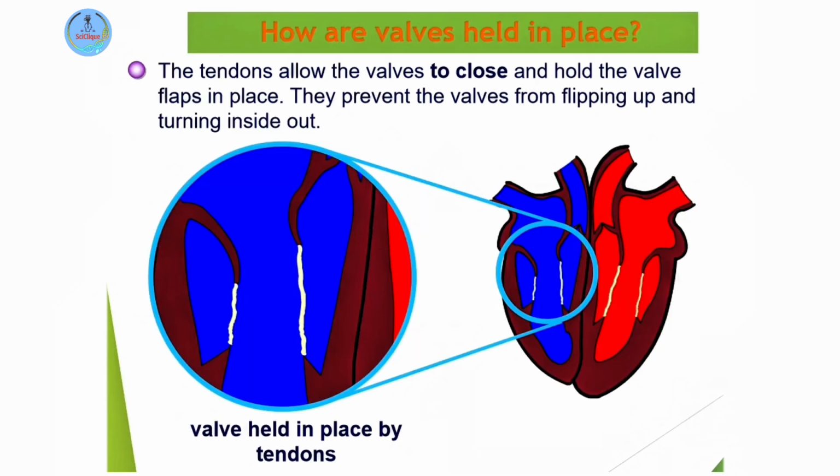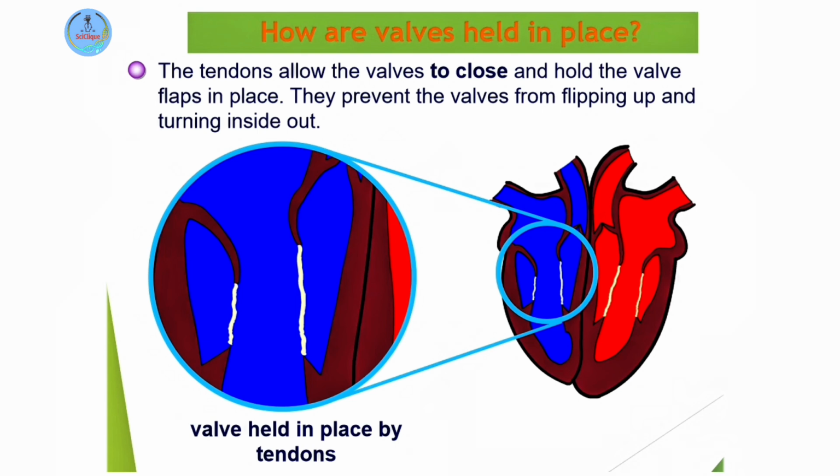Now, one other thing about the valves is that they are held in position by tendons. Tendons are connective tissue that are made up of protein fibers, and they're very tough. So these structures that you're seeing here are the tendons. They hold the valves in position, preventing them from turning inside out. Up to this point, we are done with the structure of the heart.